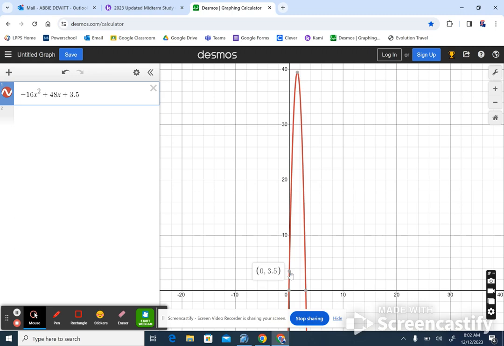Well, that means that the ball is at 0 seconds, because our x value represents seconds, our y value represents height. So at 0 seconds, the ball is 3.5 above. Well, that's because you're entering the ball into a pitching machine of some sort. So the ball is not starting at the ground. It's starting 3.5 feet above the ground, being entered into the pitching machine.